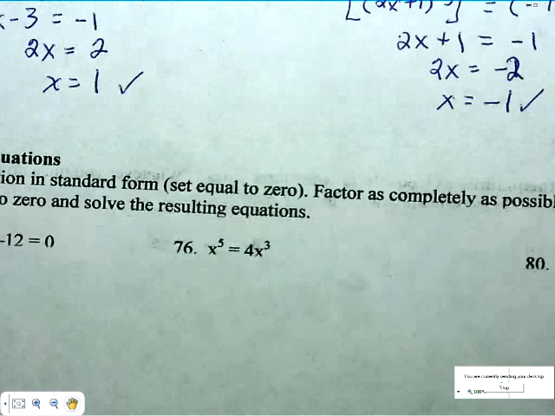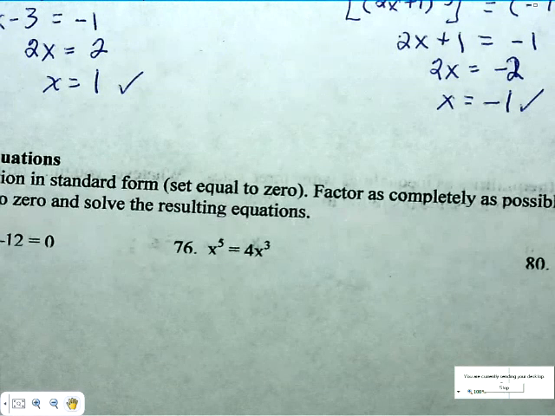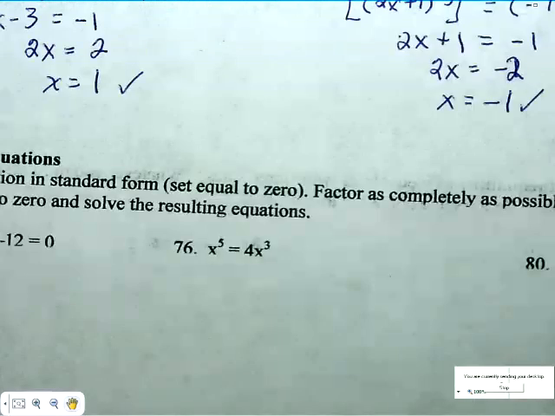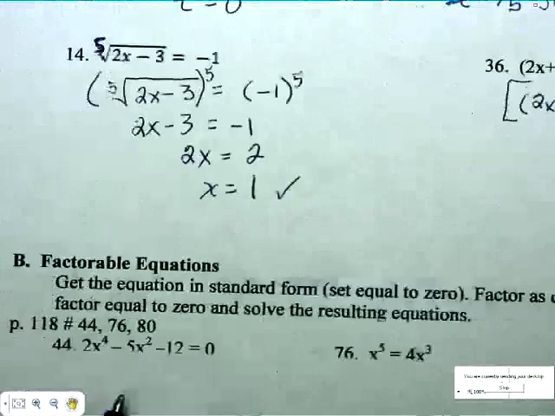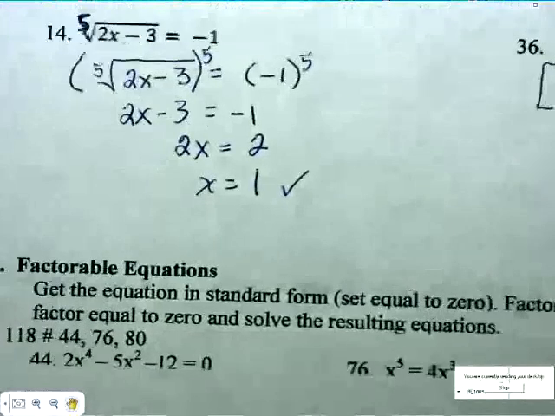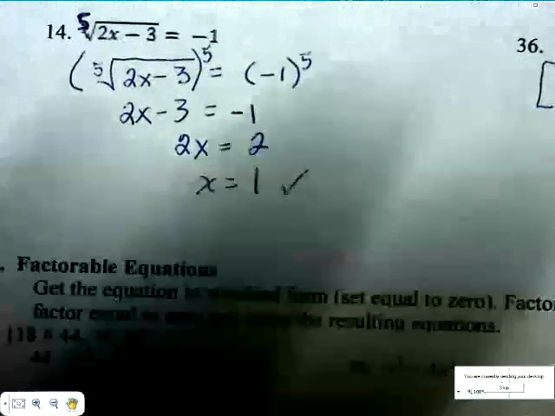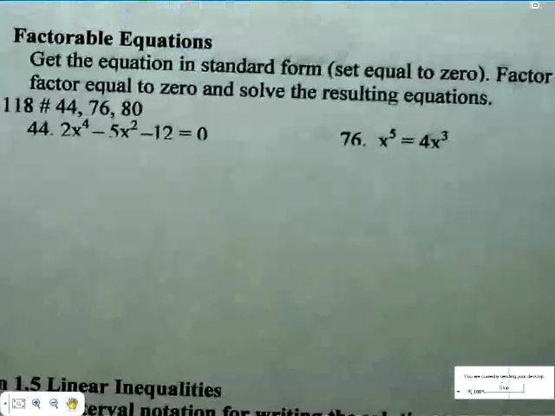First thing you always look for is what? When you're factoring? GCF, look for a GCF, and then see if you're left with the difference of 2 squares or a perfect square trinomial or whatever. Factor as completely as possible, and then set each factor equal to 0. So number 24. Yes, you're right, number 44.